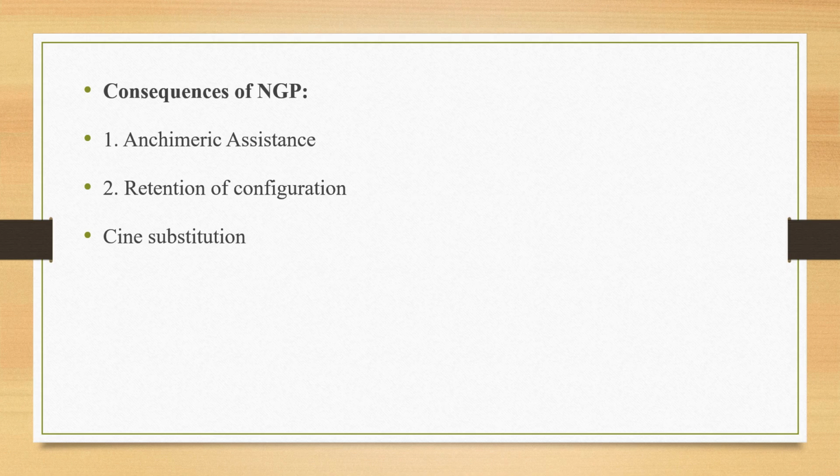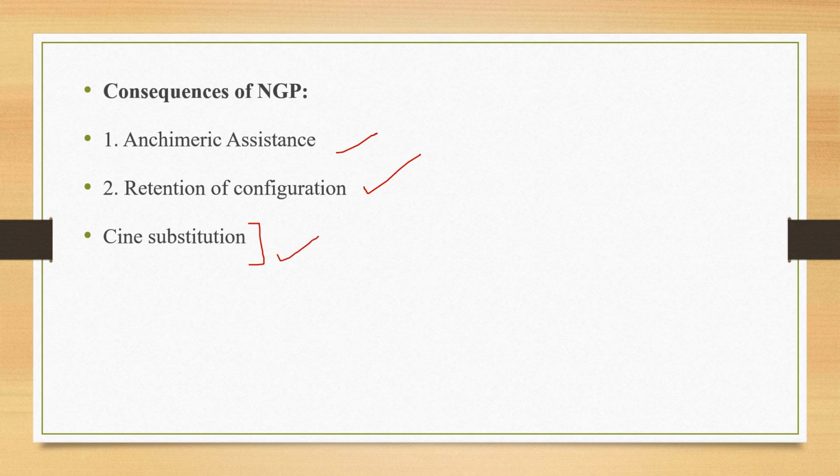What are the consequences of NGP? That is, what will happen if NGP is occurring? So let us see some of the results of NGP. First, we can talk about anchimeric assistance. Next, we have retention of configuration, and the third is a kind of sign substitution.